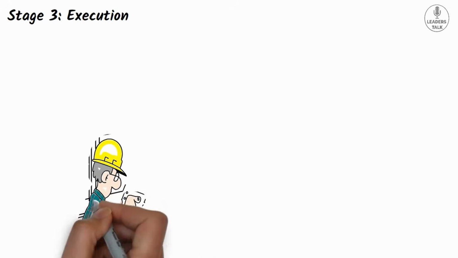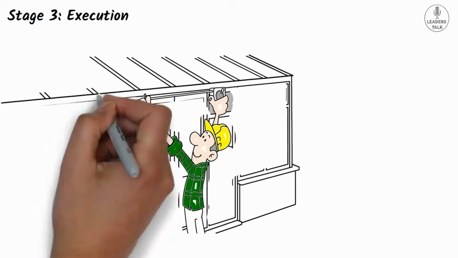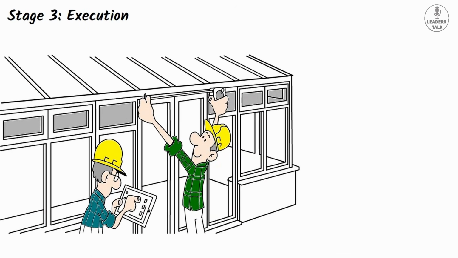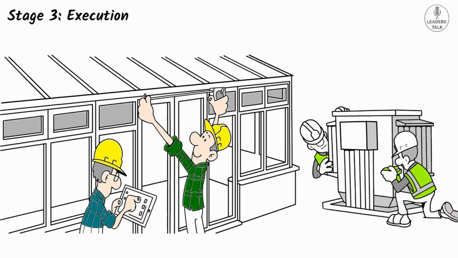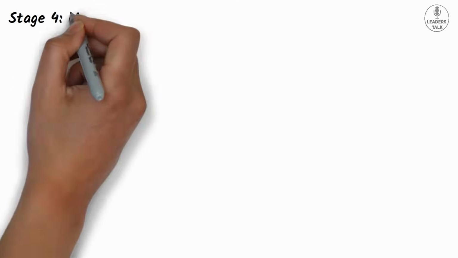Stage 3. Execution. The execution phase involves the actual construction of the office building according to the approved plan. Contractors and construction workers are mobilized, and the building's foundation, structure, and utilities are installed as per the architectural designs. Stage 4. Monitoring and controlling.